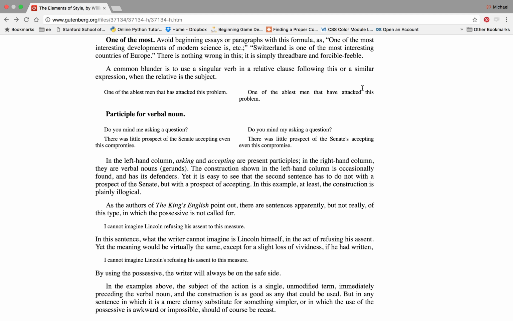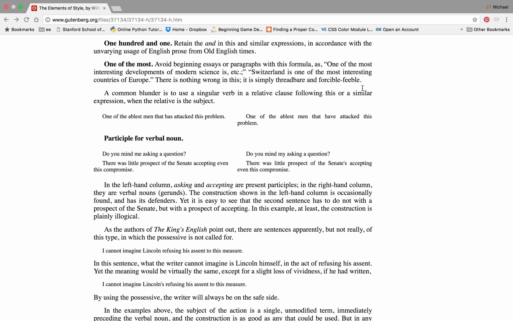They jump into use. I heard that Shakespeare created lots of words, dozens and dozens of words. That he made them more popular, whereas they might not have been as popular before he used them. So it's definitely dynamic in a lot of ways. But you still want to check out these revered books like the Elements of Style when you're trying to improve as a writer. They're just good like guidelines. So one hundred and one, retain the and.